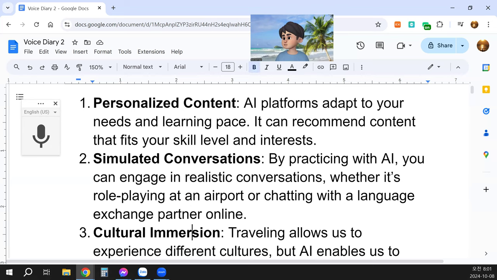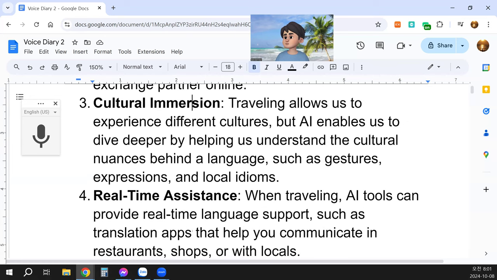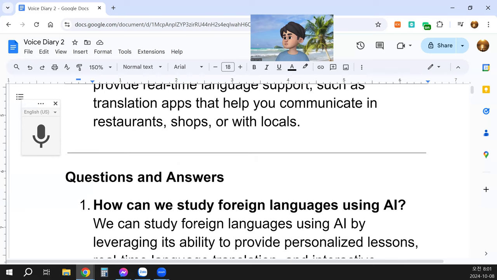Cultural immersion. Traveling allows us to experience different cultures, but AI enables us to dive deeper by helping us understand the cultural nuances behind our languages, such as gestures, expressions, and local idioms. Real-time assistance. When traveling, AI tools can provide real-time language support, such as translation apps that help you communicate in restaurants, shops, or with locals.